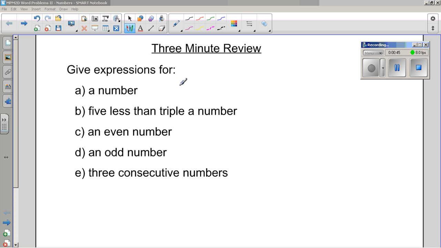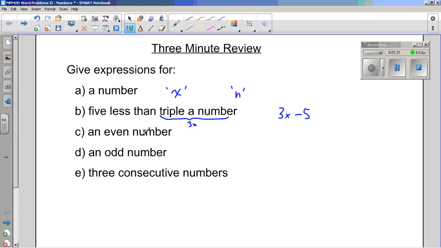Okay, so hopefully you've tried this. Give expressions for a number. Well, usually we let it be something like x, but you might have written n for number or something like that. And then the idea is we use our modeling skills to come up with other expressions. 5 less than triple a number. Well, triple a number, that's like 3x. And if we wanted 5 less than that, whatever number 3x is, 5 less than that is 3x minus 5. Right? Not the other way around.